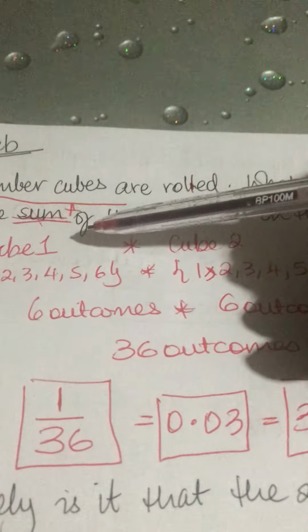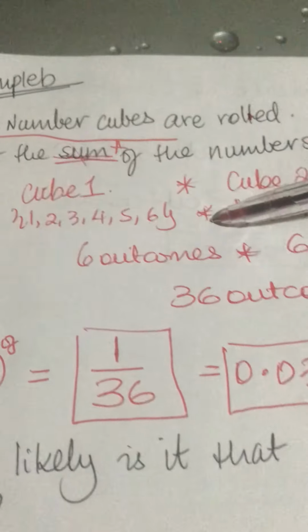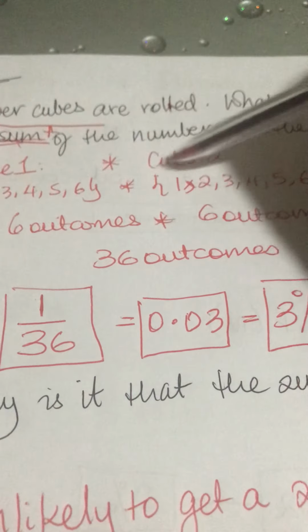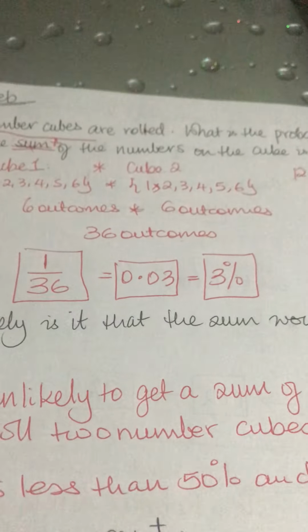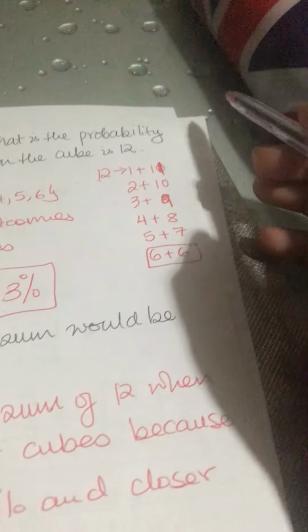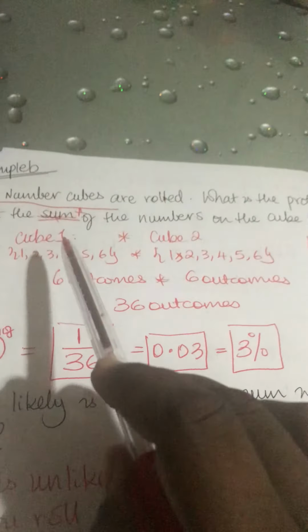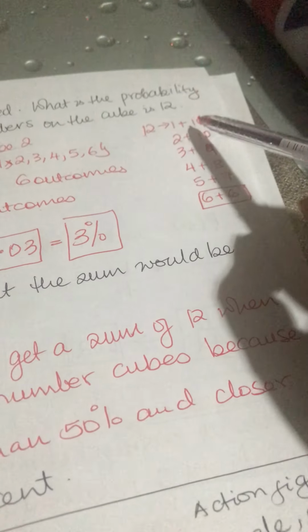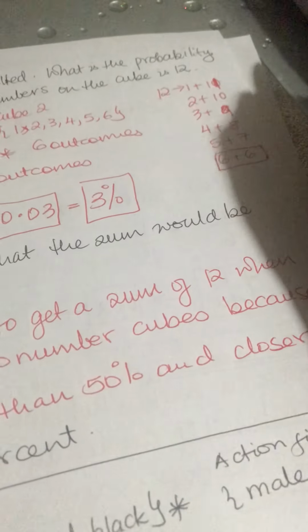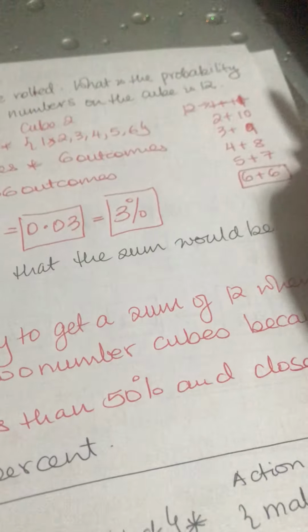Now, I wrote my sample space for cube 1, 1 to 6. Sample space for cube 2, 1 to 6. I multiplied them. I got 36 outcomes. They want a sum of 12. How do I get 12? Because all my numbers are positive, I'm going to use positive numbers. To get 12, I add 1 to 11. There is no 11 here. I cross it out. I don't need it.